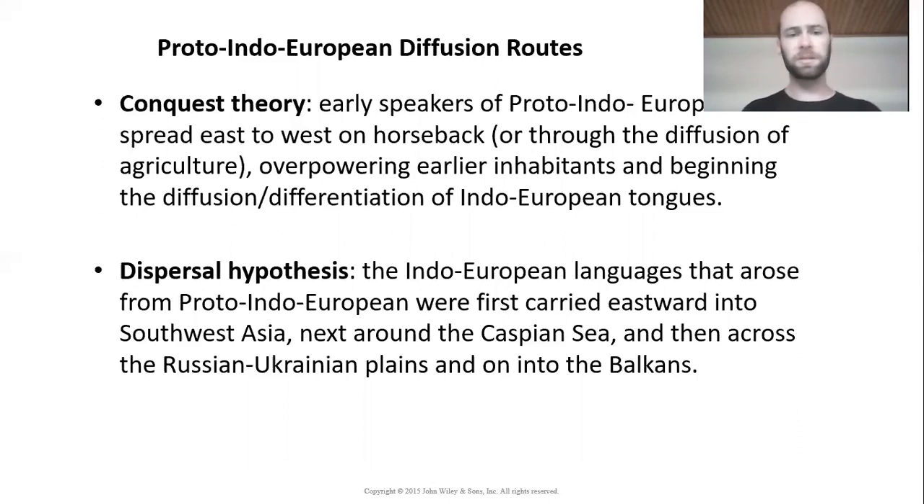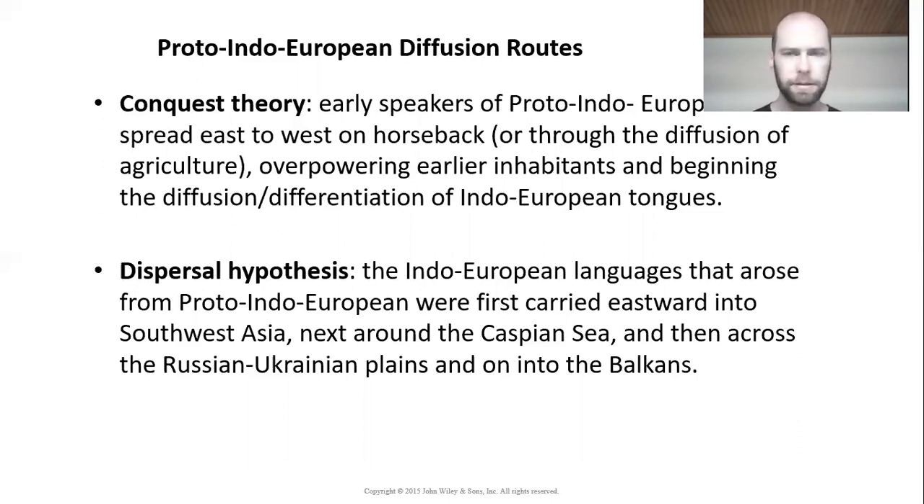The other hypothesis is the dispersal hypothesis, where the Indo-European languages arose. They were first carried eastward into Southeast Asia, Southwest Asia, and then next around the Caspian Sea and across the Russian-Ukrainian plains and on into the Balkans, and then I guess out through Europe. So these two theories are about where it spread from and how it spread out.